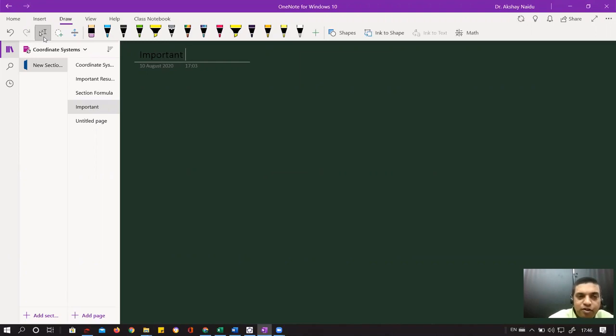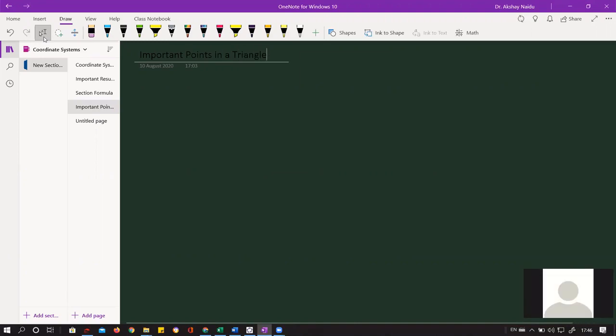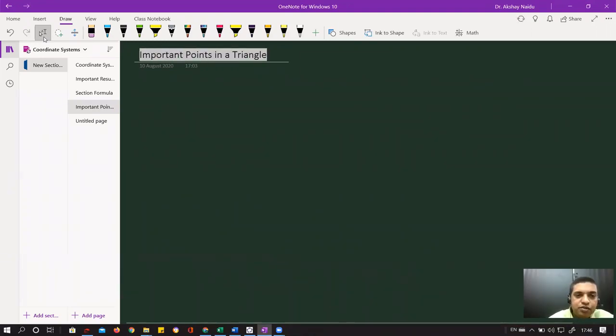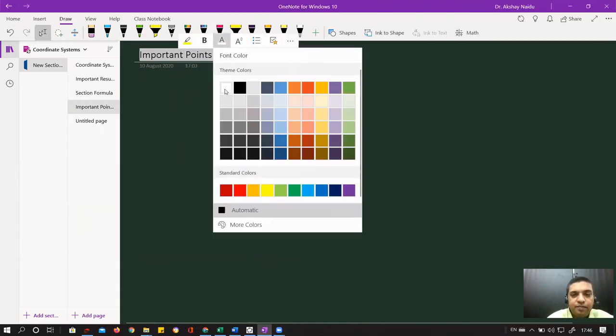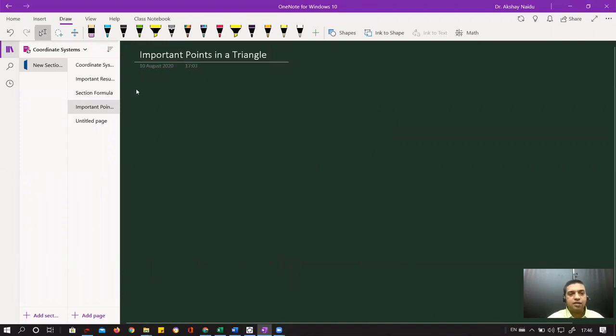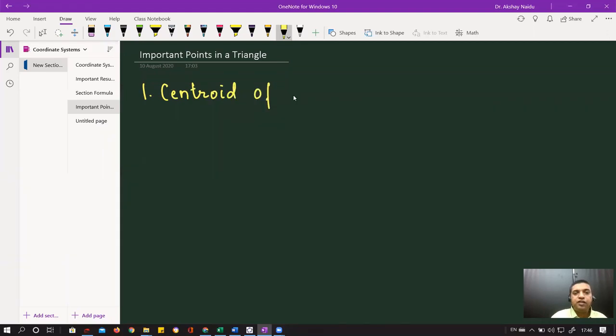Points verbally, but important points in a triangle. Important points in a triangle, which we very commonly use in coordinate geometry. Important points in a triangle. So the very first one is the centroid. Centroid of a triangle.